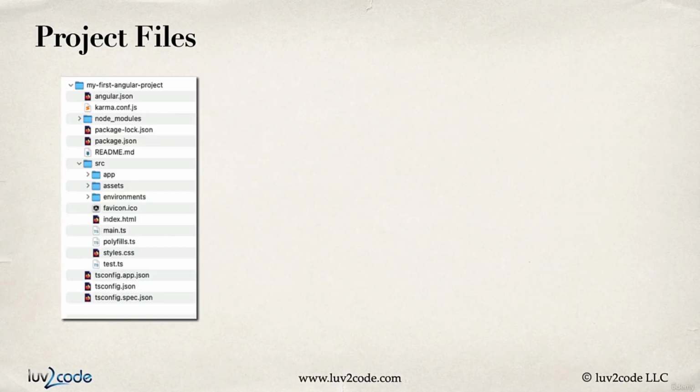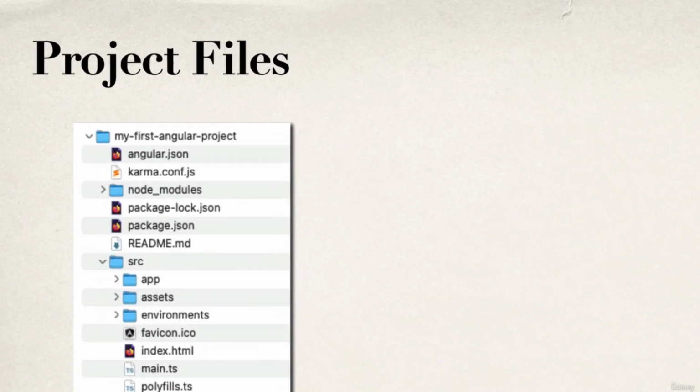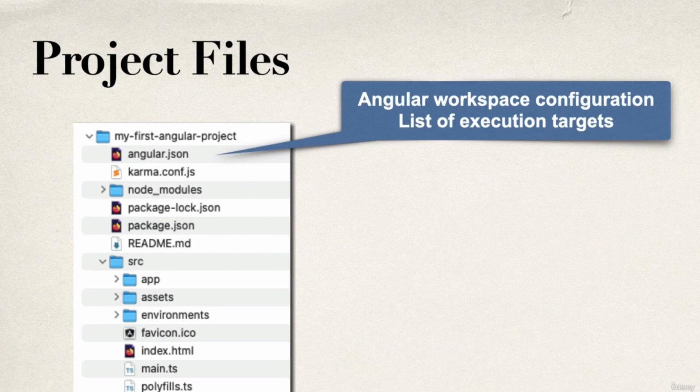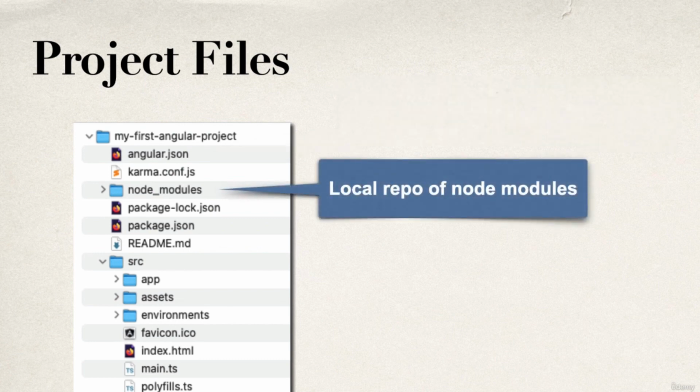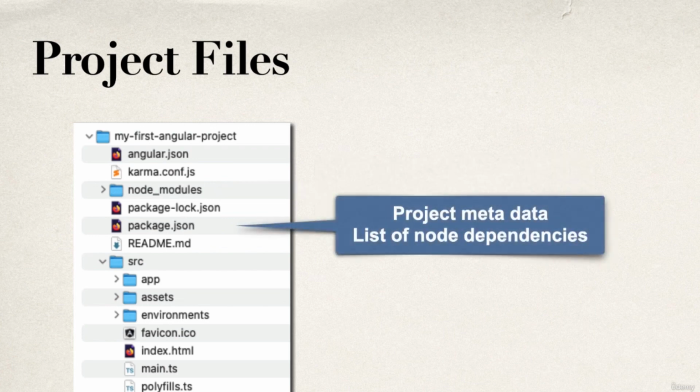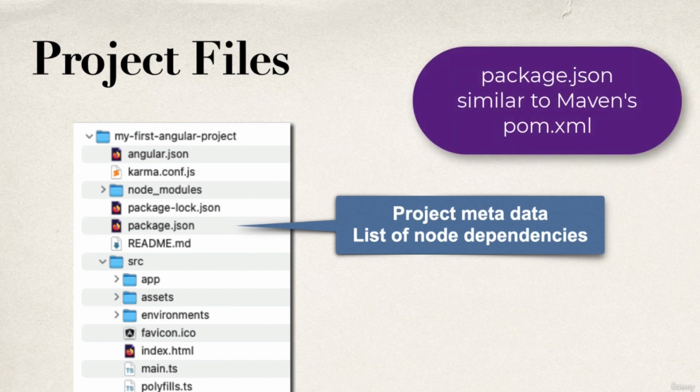Alrighty, so let's take a look at the project files. As I mentioned, there's a lot of files for a given Angular project, but don't worry, we'll cover some of the key files. So let's zoom in here. We have this angular.json, and this file basically has the Angular workspace configuration and also a list of execution targets. There's a node_modules directory. This is the local repository of the node modules. There's the package.json file. This has the project metadata, also a list of node dependencies. You can think of the package.json as being similar to Maven's pom.xml file, basically a list of all of your dependencies for your project.